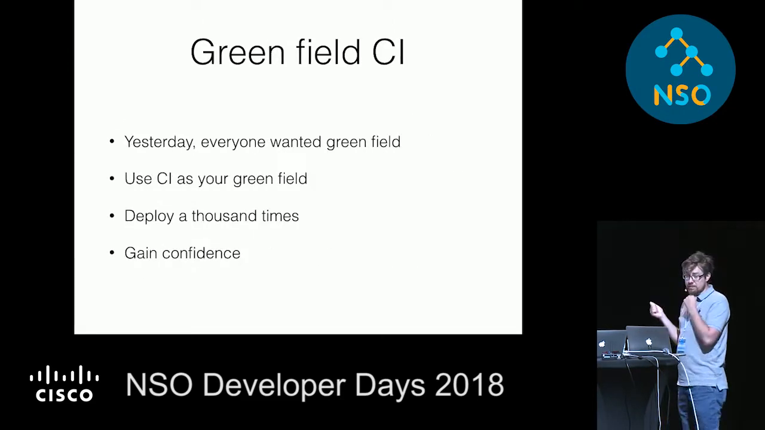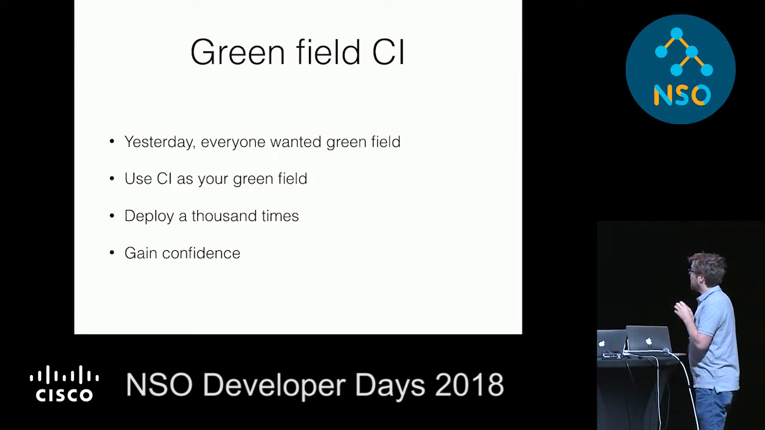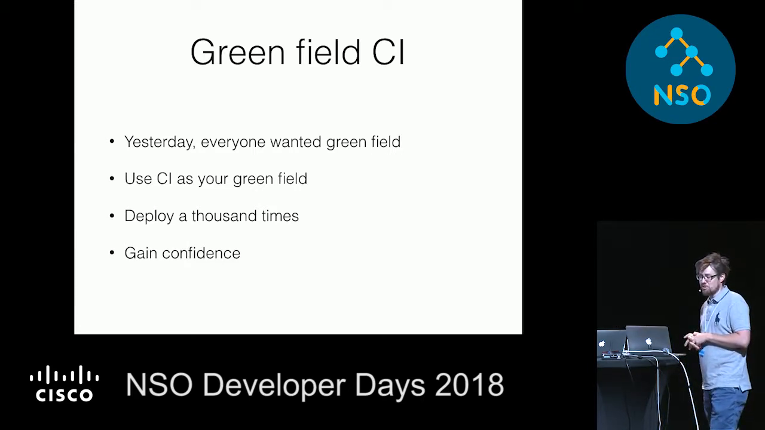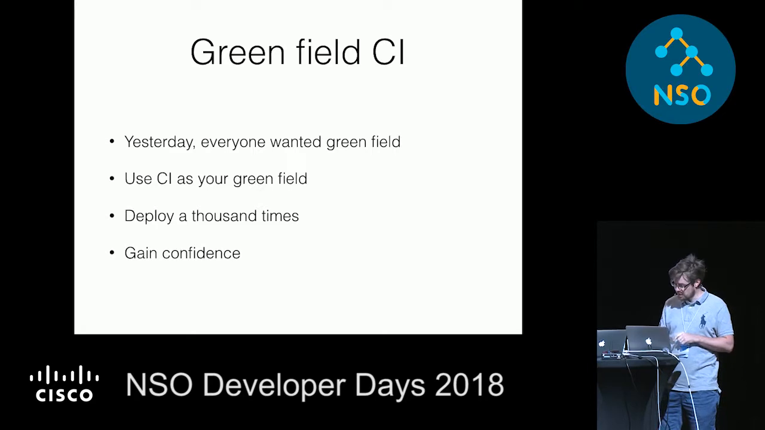Yesterday, everyone wanted greenfield. I think you can use CI as your greenfield. It's not a perfect drop-in replacement for having an actual production network being built greenfield, but it's a pretty good substitute. It takes you a long way. So in CI, you can deploy 1,000 times. You can gain confidence in what you're doing and see it actually working with virtual routers. And then when you're doing the production environment, you have a little bit more confidence in what you're doing. That's my recommendation.